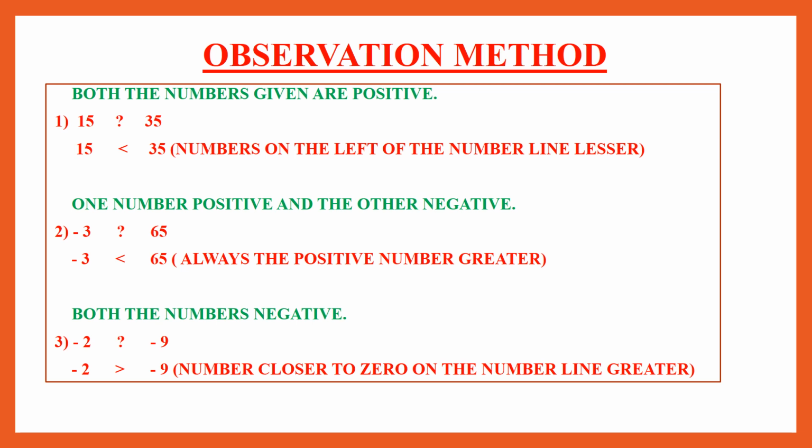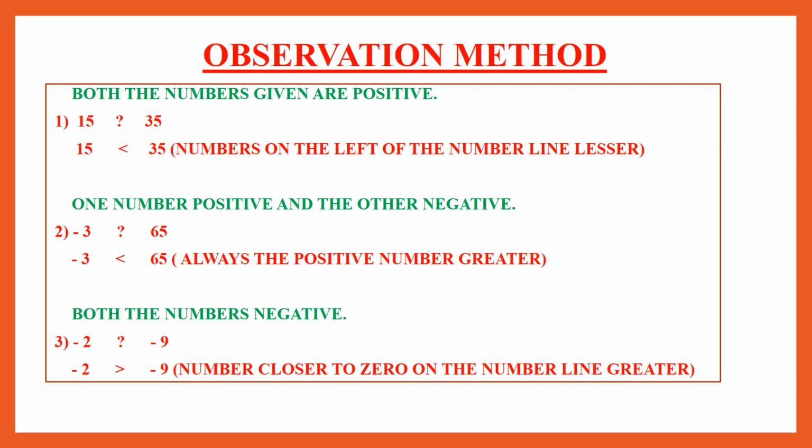Let's consider the first example. Both the numbers given are positive. So we have the first example, 15 has to be compared to 35. If 15 has to be compared to 35, 15 would be lesser than 35 because numbers on the left of the number line are lesser.